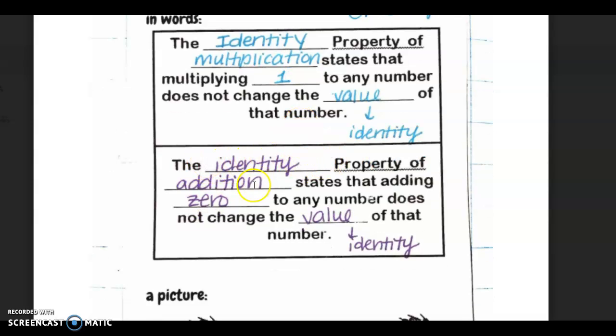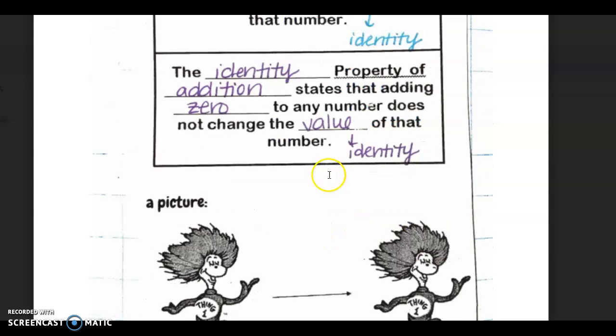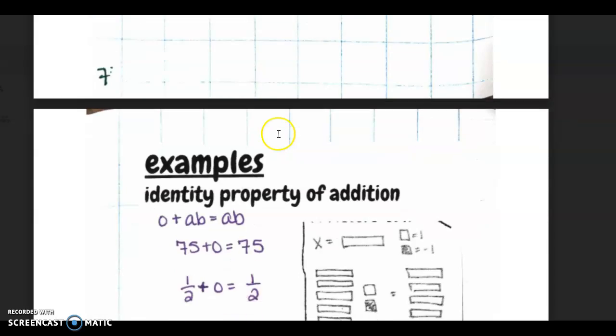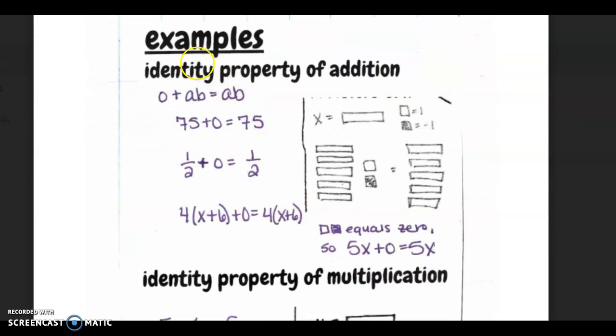The identity property of addition states that adding 0 to any number does not change the value or identity of that number. Here's a picture. Here's thing 1, and here's thing 1. Nothing's changed. So we either added 0 or we multiplied by 1, but regardless, nothing changed. Okay, here are some examples.